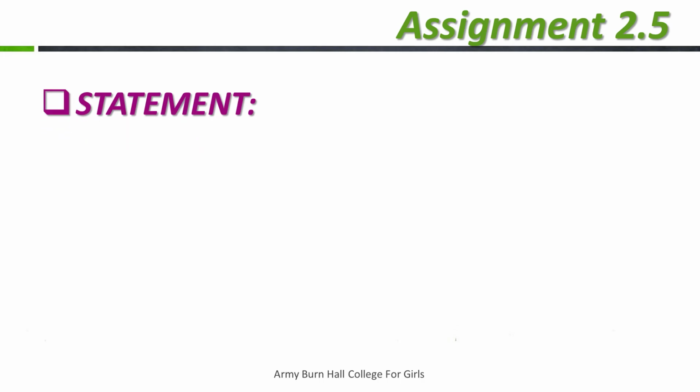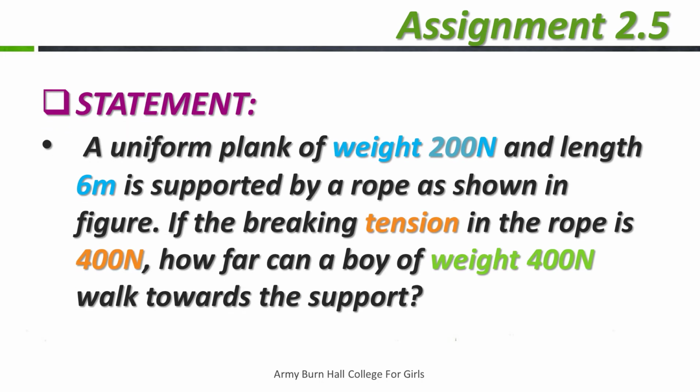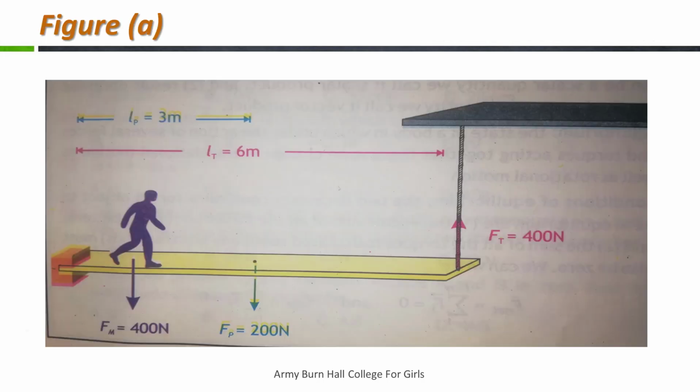Now if we move towards assignment 2.5, the statement is: a uniform plank of weight 200 Newton and length 6 meters is supported by a rope as shown in the figure. If the breaking tension in the rope is 400 Newton, how far can a boy of weight 400 Newton walk towards the support? What they are saying is, we have a uniform plank, weight of the plank is 200 Newton, and the tension in the string which is attached on the other end is 400 Newton.